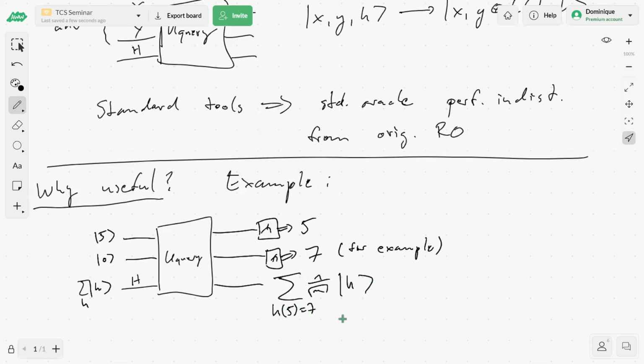So having this oracle in superposition means that the state of the oracle, even though it faithfully simulates the original random oracle, keeps somehow track of the oracle queries. And this is the insight behind Jean-Marie's result, but this is also what we will use here now.